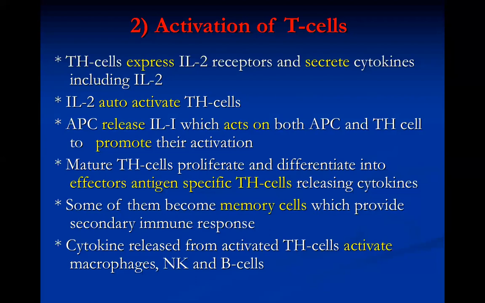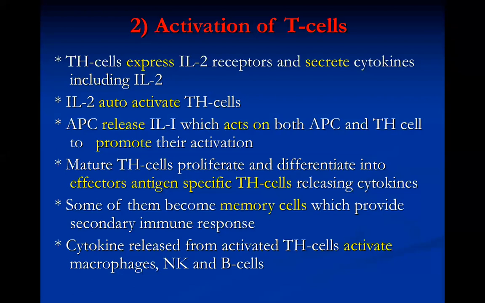So the elaborate cytokines which would be produced after the T helper cells have been activated are the ones which would be important in activating the macrophages, natural killer cells, B cells, as well as the cytotoxic T lymphocytes.